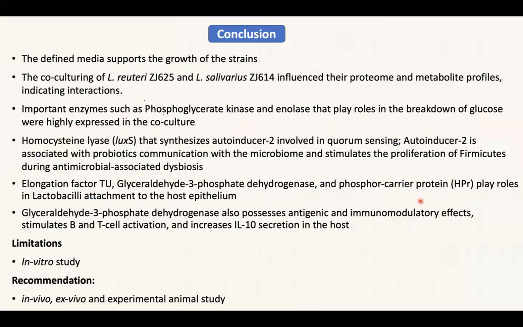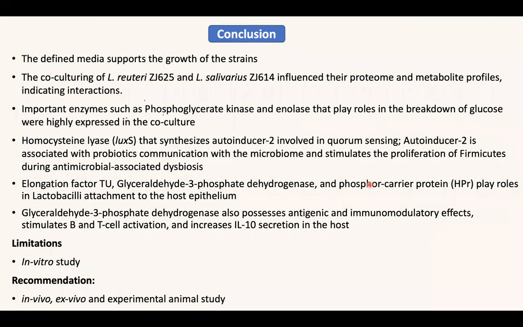So in conclusion, the defined media that I formulated supported the growth of the strain, and the co-culturing of reuteri and salivarius influenced their proteome and metabolite profiles, which indicates that there is a level of interaction between the two isolates. Important enzymes such as phosphoglycerate kinase and enolase that play roles in the breakdown of glucose were highly expressed in the co-culture, and homocysteine lyase, like I said, which synthesizes autoinducer 2, involved in quorum sensing, was also identified. There are also other compounds such as the elongation factors and glyceraldehyde 3-phosphate, which are important in lactobacilli attachment to the host epithelium.